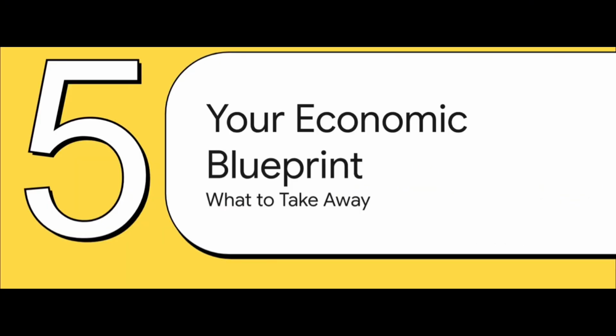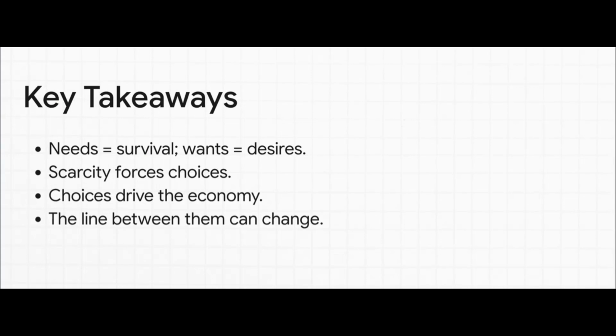Phew, okay. So we've covered a lot here, haven't we? We've gone from a simple choice about 20 quid all the way up to national policy. So let's try and boil all this down into a simple blueprint, something you can use to make sense of the economic world around you. So here are the key takeaways. At its very heart, economics is just the story of needs versus wants. That problem of scarcity forces us to choose between the two, and it's those choices that power everything, from your own budget to how a whole country is run. And probably the most important thing to remember is that this whole thing is a moving target. The line between what's a need and what's a want is always shifting.